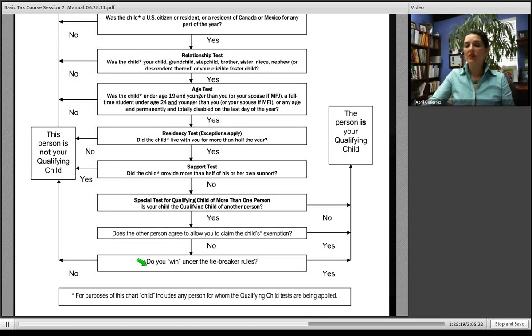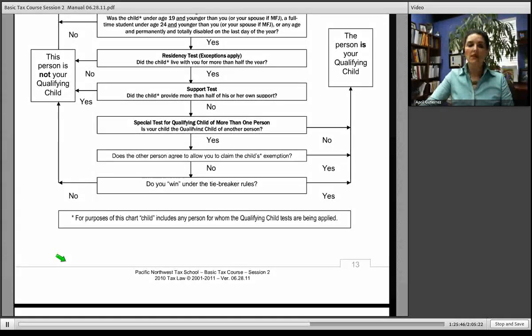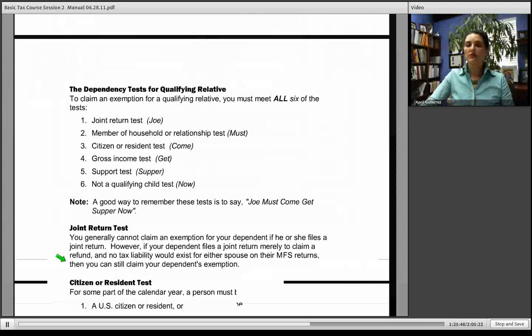You win under the tiebreaker rules if you are a parent and you have more income and you had shared custody. But if you are a parent and the other parent had greater custody than you do, you lose. And if you are the parent and any other person could qualify to claim that child, you're going to win because you're the parent. So those are the tiebreaker rules that we went through earlier, and you, of course, have to think through them for each individual situation. Okay, so those are the rules for qualifying child.